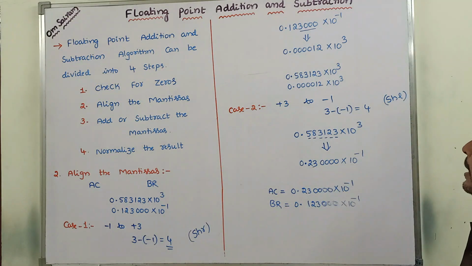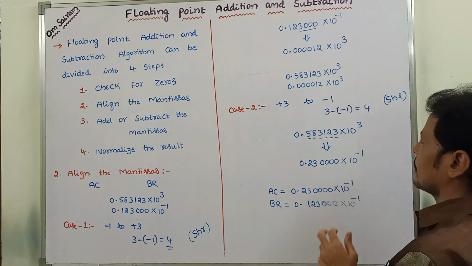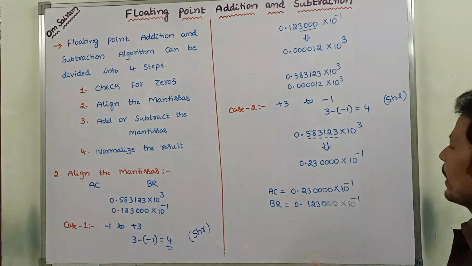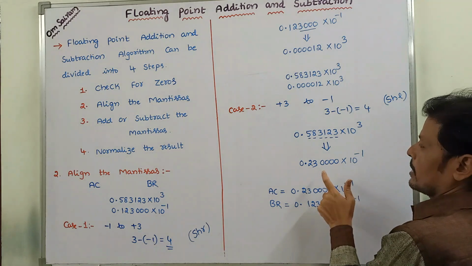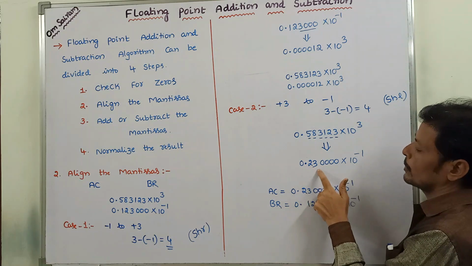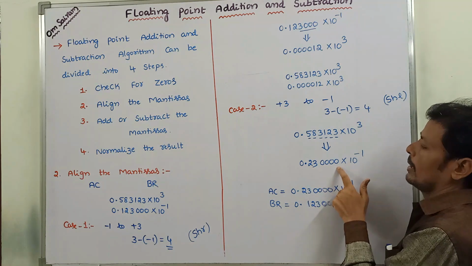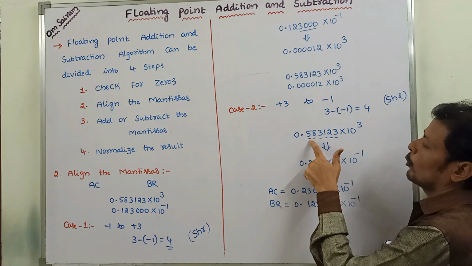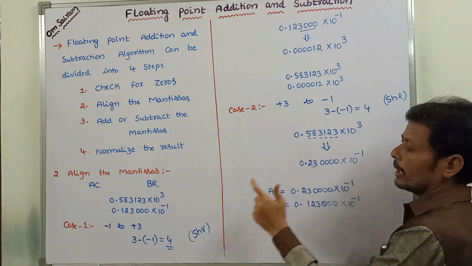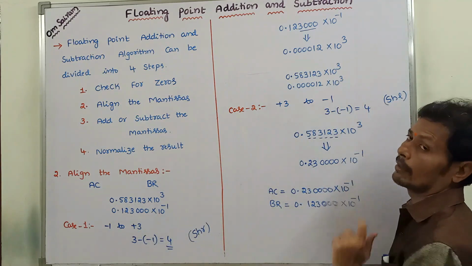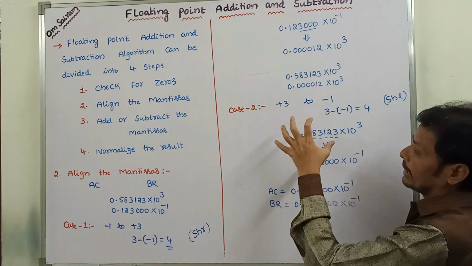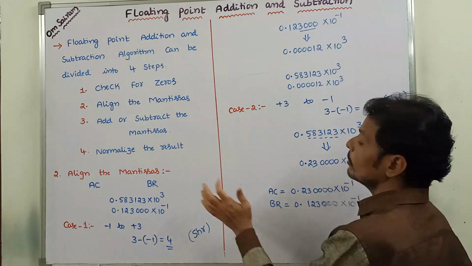Next, in case 2, the first floating point number mantissa is aligned. After aligning the first floating point number mantissa, what are we getting? 0.2340. So that means here 4 bits are removed. Here only 1 bit is removed. So more loss occurs in case 2 when compared to case 1.